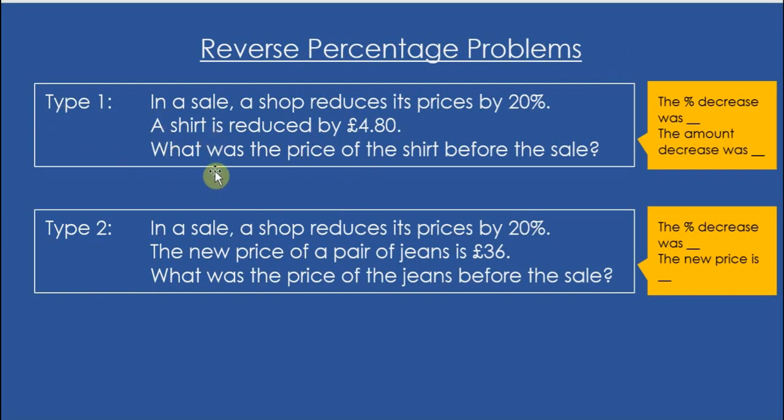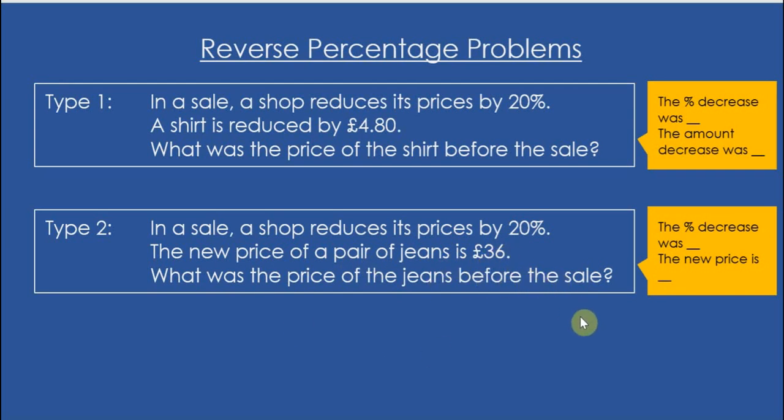This first type, well, let me read it out to you and hope you'll see the difference. In a sale, a shop reduces its price by 20%. A shirt is reduced by £4.80. What was the price of the shirt before the sale? And flavour 2: in a sale, a shop reduces its prices by 20%. The new price of a pair of jeans is £36. What was the price of the jeans before the sale?